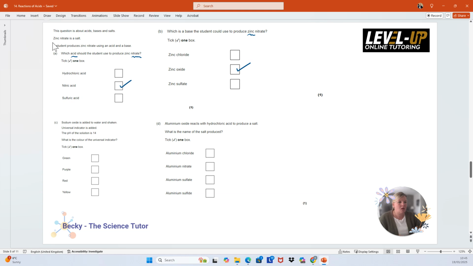Okay, part C, sodium oxide is added to water and shaken. The pH of the solution is 14. What would the colour of the universal indicator be? That would be purple. That's on the very far end of the scale, so that would be right into the purples. And aluminium oxide reacts with hydrochloric acid to produce a salt. What is the name of the salt? So we've got the name of the metal, aluminium, and the chloric bit is going to produce chloride, so we're going to have aluminium chloride.